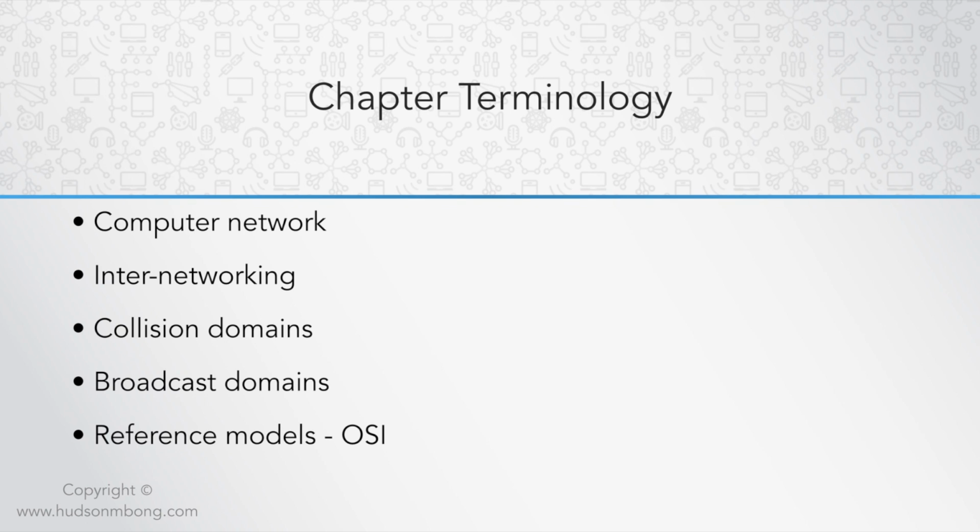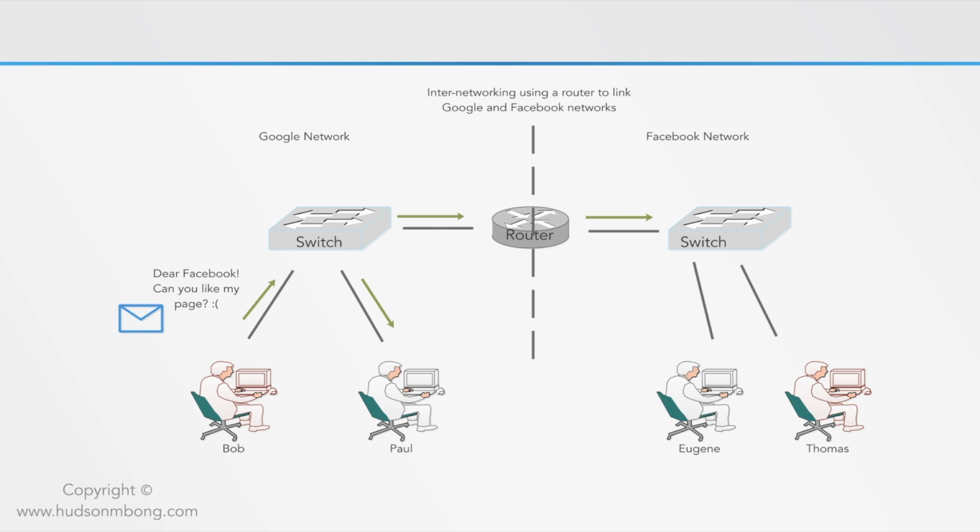In our first tutorial titled Internetworking, I will define the concepts of a computer network, internetworking, collision and broadcast domains, and the OSI reference model. A computer network is the connection of communicating devices such as wireless access points, routers, switches, PCs, mobile devices, printers, to enable the sharing of information or data.